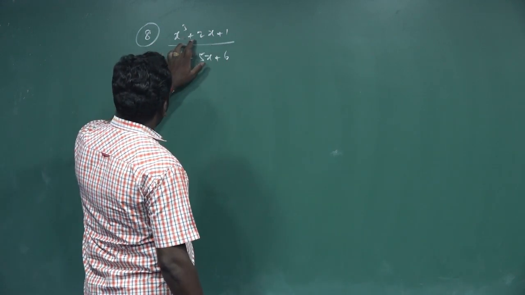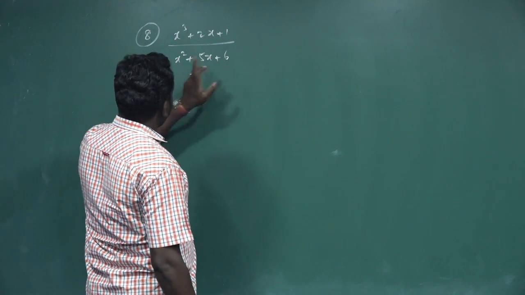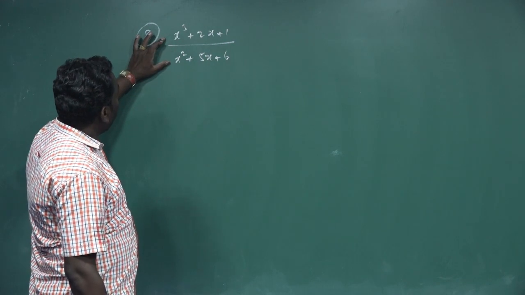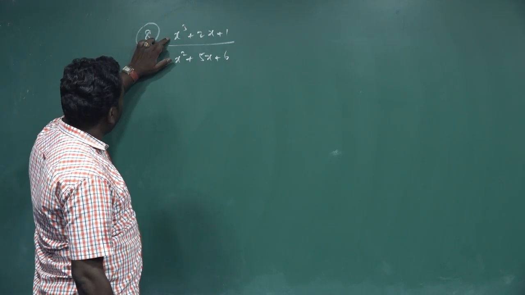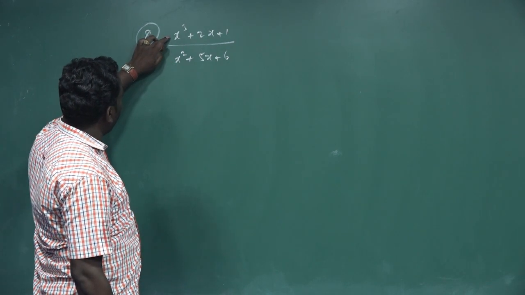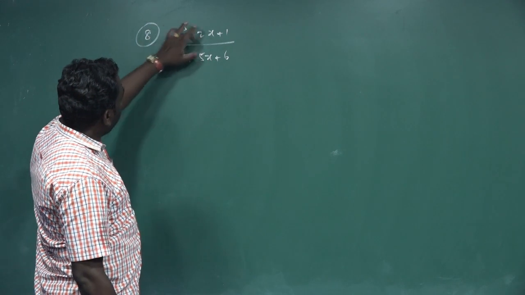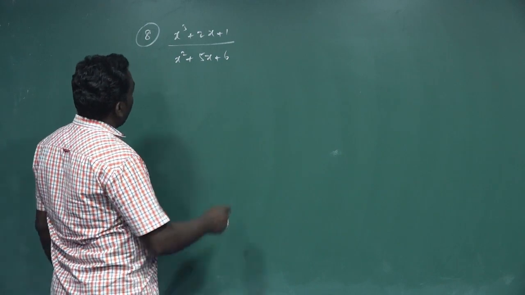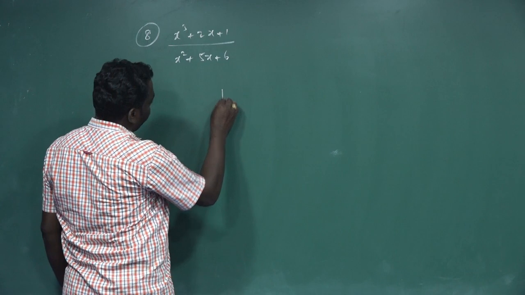(x power 3 plus x plus 1) by (x square plus 5x plus 6). Now look at this expression, it is an improper expression. Why? Because the degree of the numerator is greater than or equal to the degree of the denominator. Therefore we convert this improper expression into a mixed expression. So first we have to apply the division algorithm.